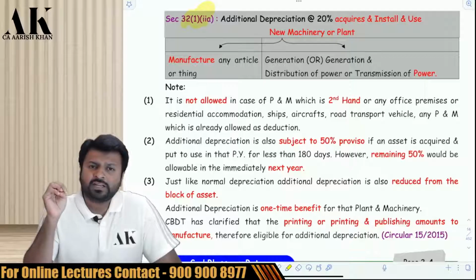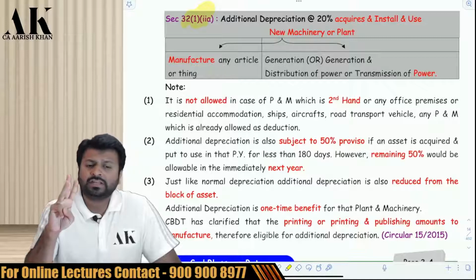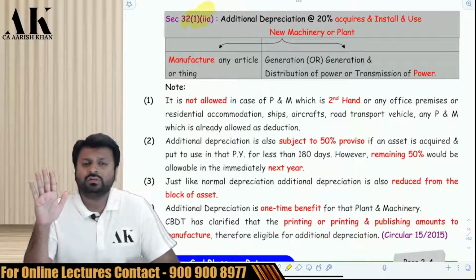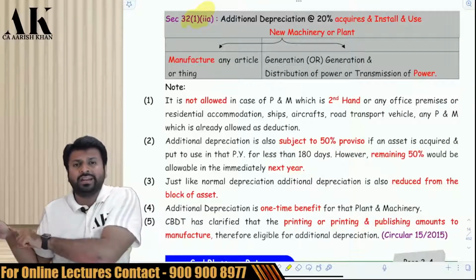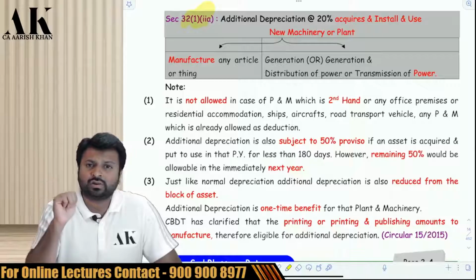Sir, what kind of machinery should I buy? You should buy a new machinery. Second-hand machinery is not allowed. Machinery which is kept in the office is not allowed. Machinery which is kept in a guest house is not allowed. Ship is not allowed. Aircraft is not allowed. Road transport vehicle is not allowed. And last but not least, a vehicle which is already allowed as a deduction in some other section is also not allowed.